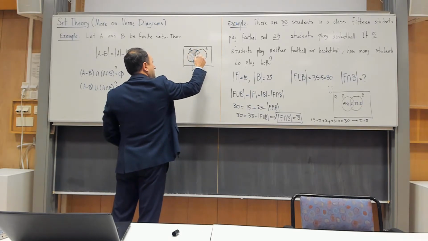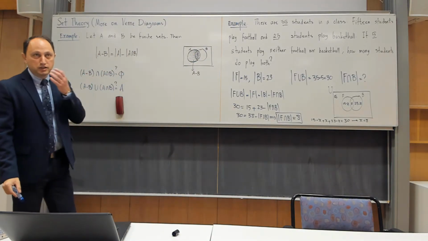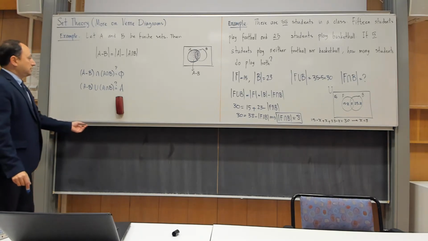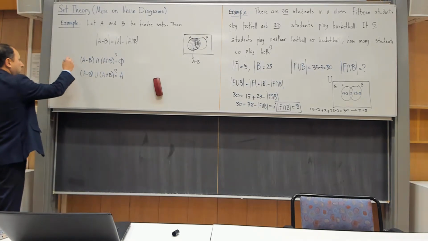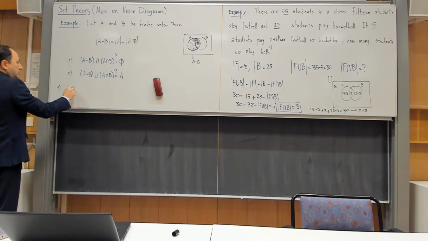And A intersection B is this area. And the intersection is nothing. Yes? Okay, so how should I prove the first one? Let me call them number 1 and number 2. I will start from the left-hand side. Okay, can you help me?